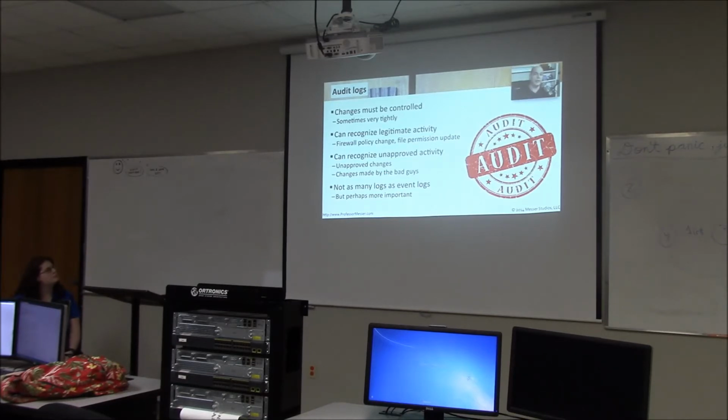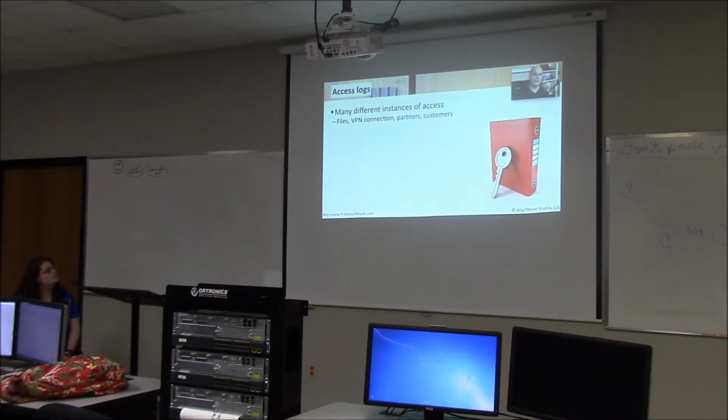And generally, these types of logs have very critical information inside of them. As the name implies, an access log is going to tell us when somebody gains access to a resource. They may be gaining access to a file server. Perhaps they're logging in to use a VPN. There's going to be a log somewhere that tells us that that particular event occurred.